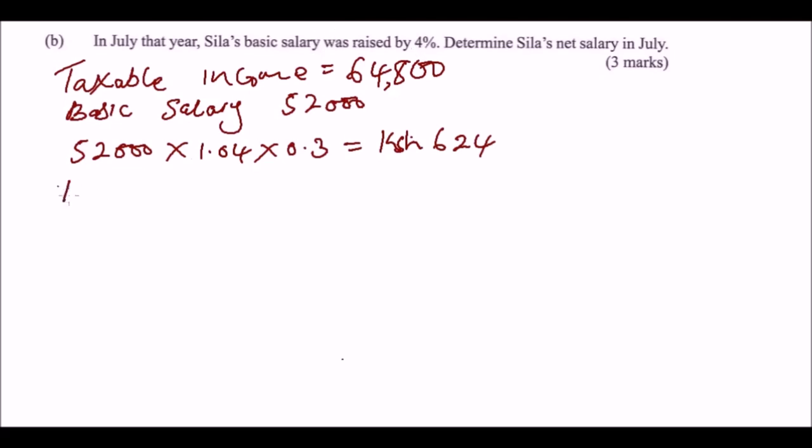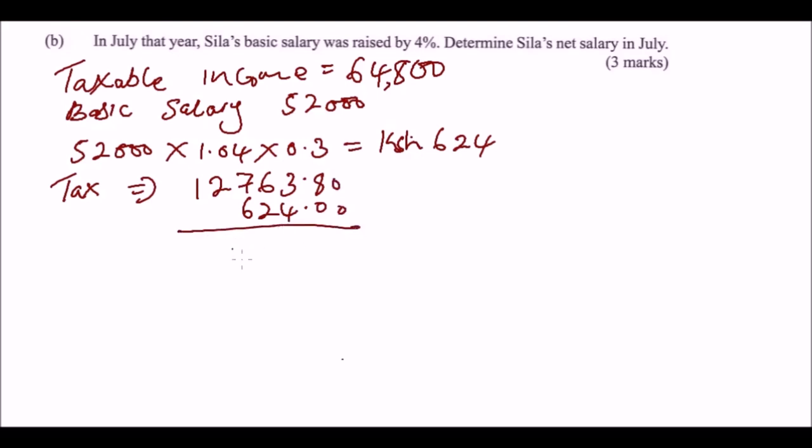So it means the tax we had obtained, 12,763.8, we add the new tax, which is 624. When you add this, using your calculator, you get 13,387.80. So that is the new tax that Sarah is to pay.